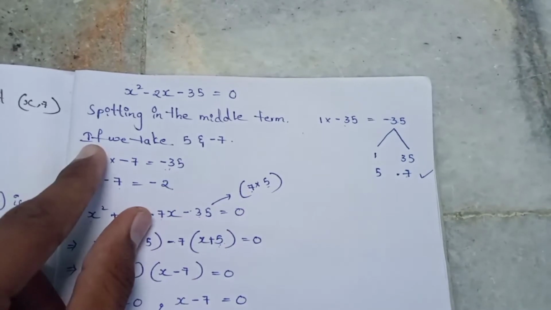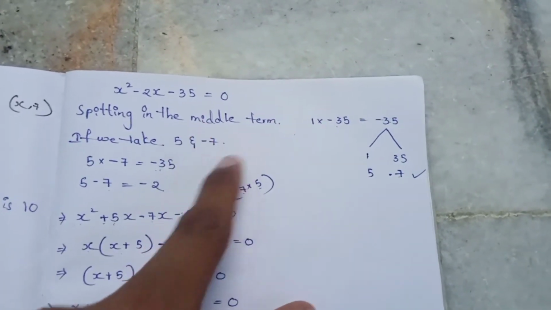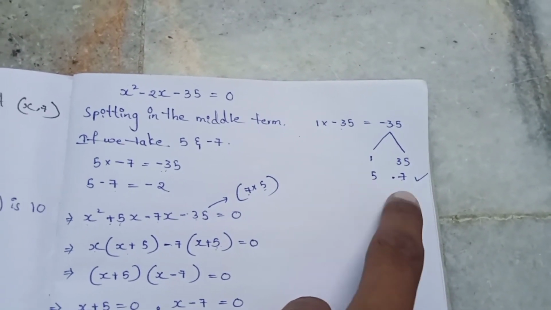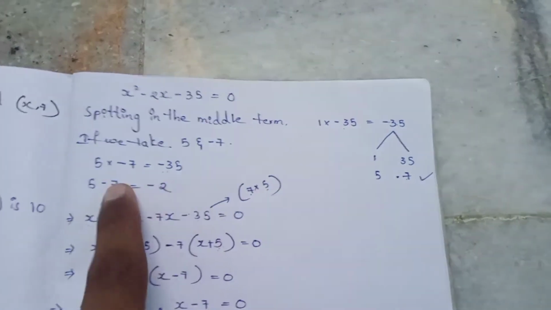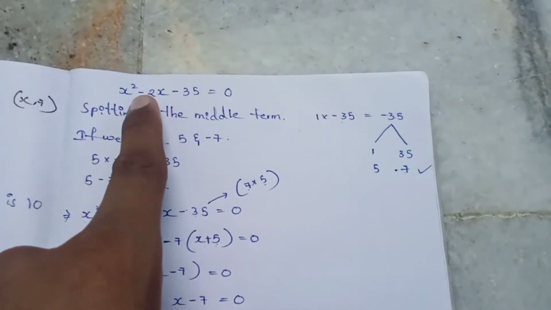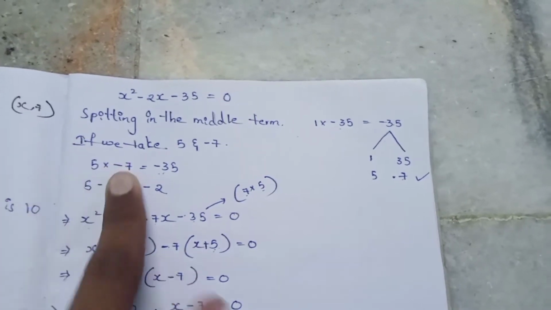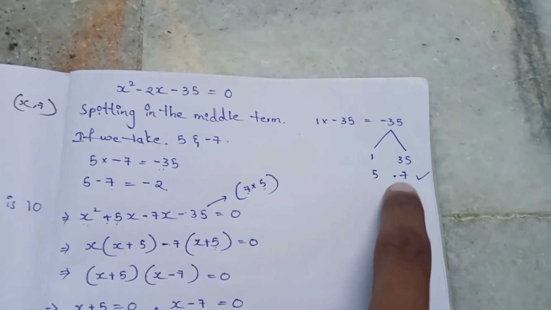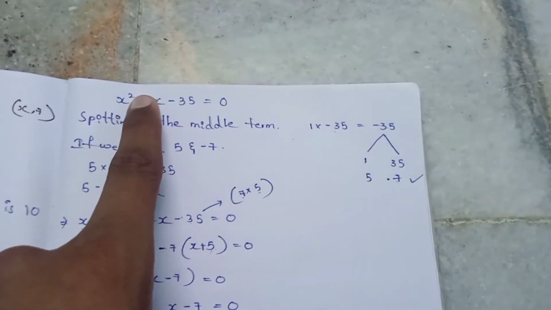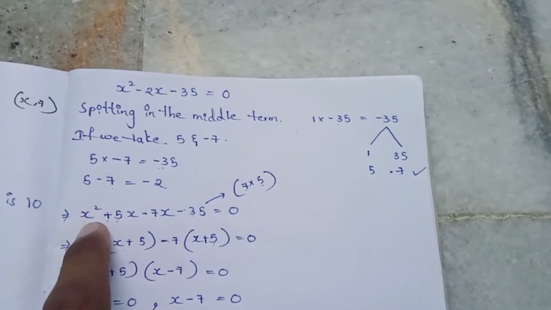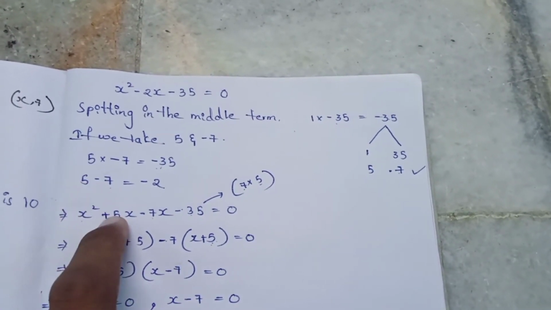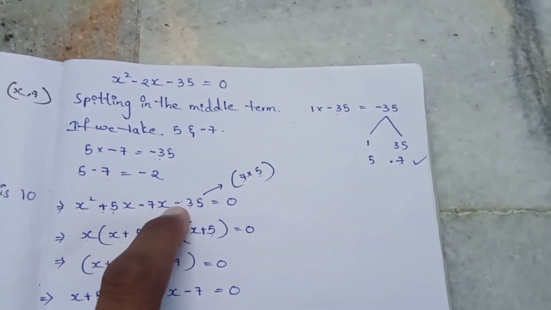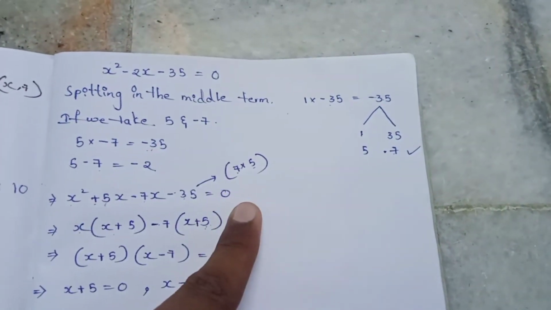Now I am taking 5 and minus 7. I am taking 7 as minus, because only when I take minus 7, 5 into minus 7 is minus 35, and when we add 5 and minus 7, we get minus 2. So I am taking 5 and 7. Now in the place of minus 2, I write 5 and 7. x square plus 5x minus 7x minus 35 is equal to 0.